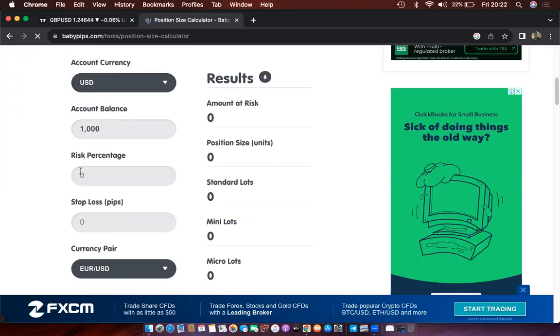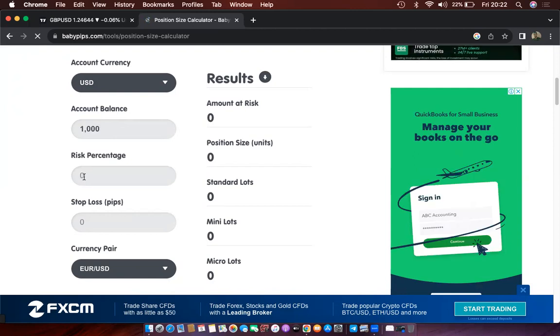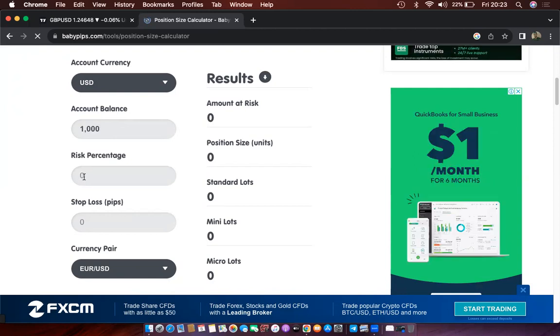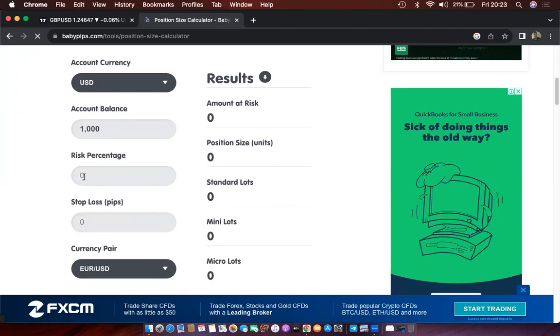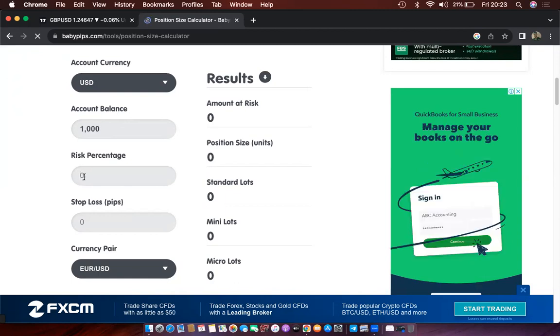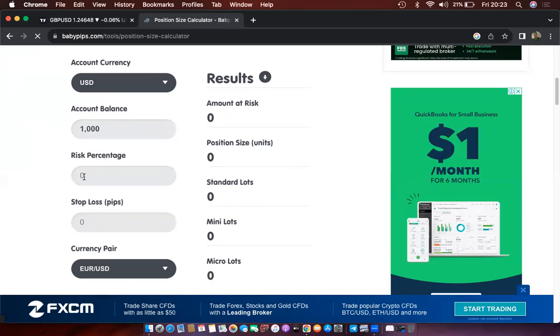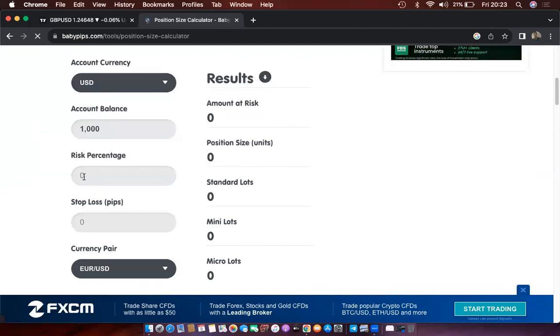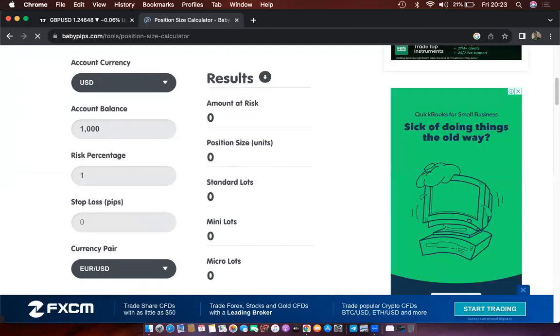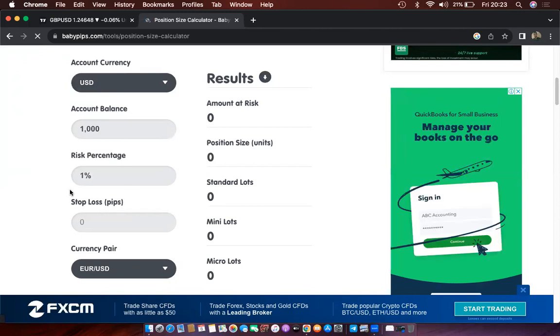So what do I do after that? I put the risk. How much? Now, I always tell you guys in your trading plan, you're supposed to know how much you're willing to risk that trading day. And it's not a must to trade every day. So when you've planned to trade that day, what percentage of your account are you willing to risk? So let's try it out. Let's start with 1%.